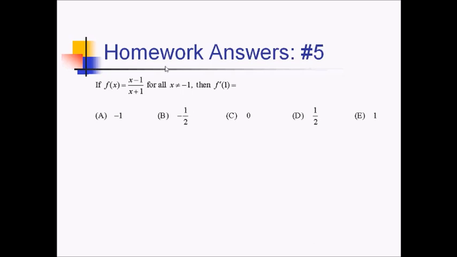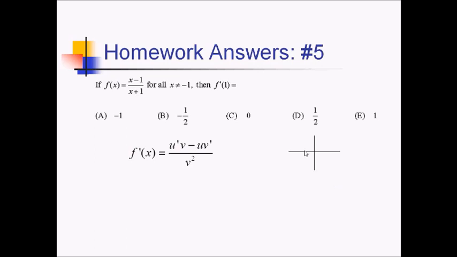For number 5, I've got this function x minus 1 over x plus 1, where x does not equal negative 1, and I want to find f prime of 1. Since I can't simplify this at all before taking the derivative, I might as well use the quotient rule on this. So u prime v minus uv prime over v squared. Let me set up my box and ribbon for this one.